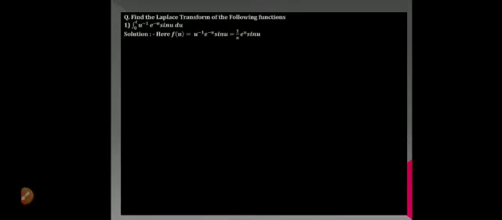So here the function is u raised to minus 1 e raised to minus u sin u. U raised to minus 1 is nothing but 1 upon u, so it is 1 upon u e raised to minus u sin u. First we will find Laplace transform of sin u. It is, from the standard result, 1 upon s square plus 1. Now we will apply the division by t property to find Laplace transform of 1 upon u sin u.